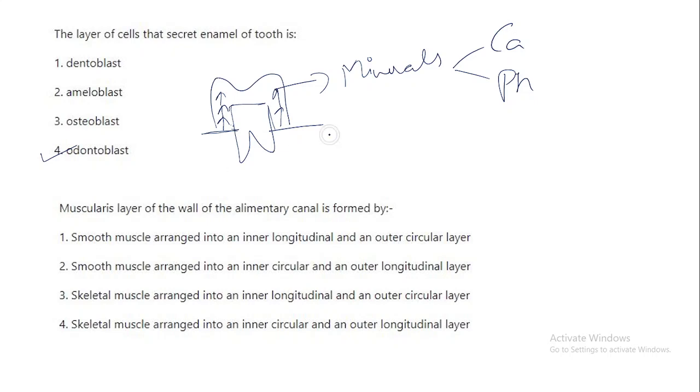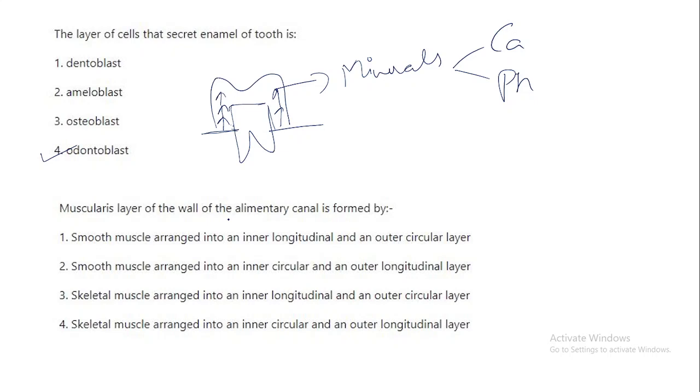Alright, moving ahead, I hope I'm not going fast. Okay, muscularis layer of the wall of the alimentary canal is formed by... Now sometimes, while seeing the question, if you see a long statement with long options, then you get perplexed, right? Again, you need to apply the same formula. Keep your head calm and focus on the question. What does the question say? Muscularis layer, where have you heard of this word? These are the layers of the alimentary canal.